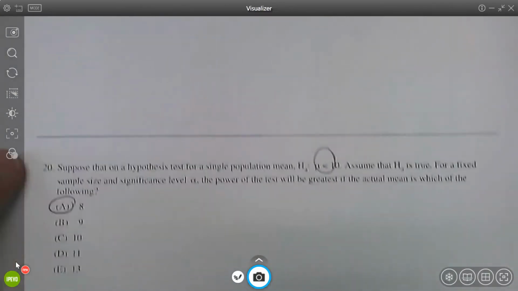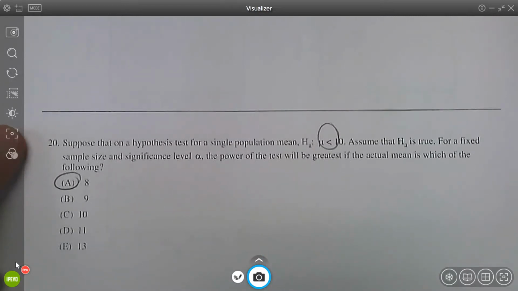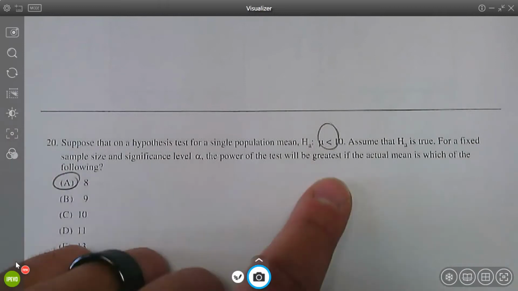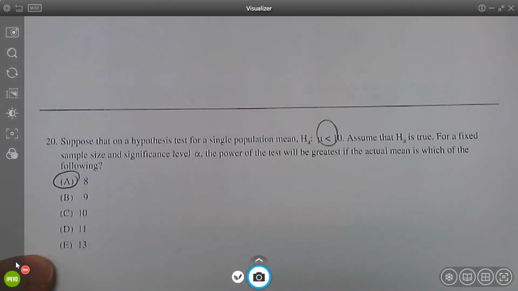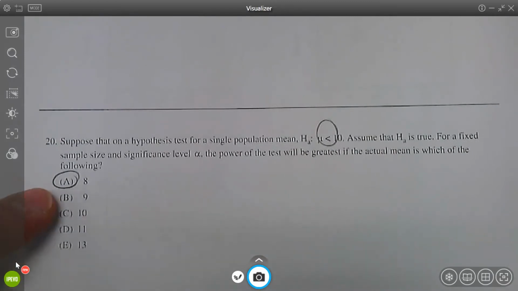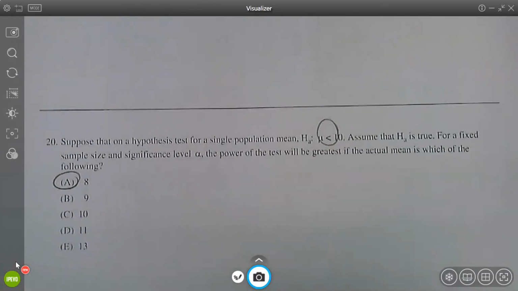20 is asking about power. They want the highest power. Well, that's going to be the greatest difference between the true value and the alternative. So in this case, the alternative is less than 10. So I'm not going to choose C, D, or E. None of those are less than 10. So the greatest power would be 8. Basically, it's a little bit easier to detect the difference between 8 and 10 than it is 9 and 10.